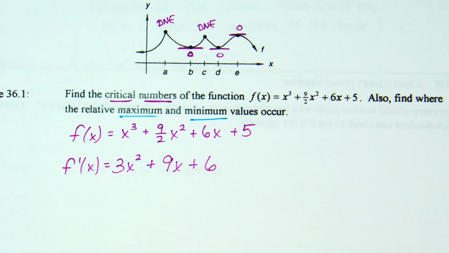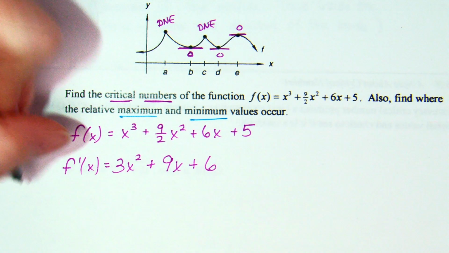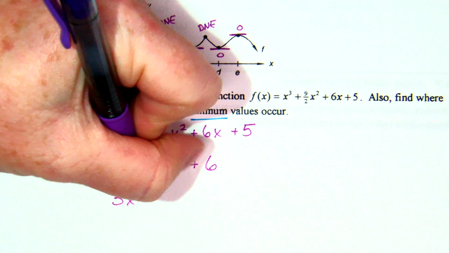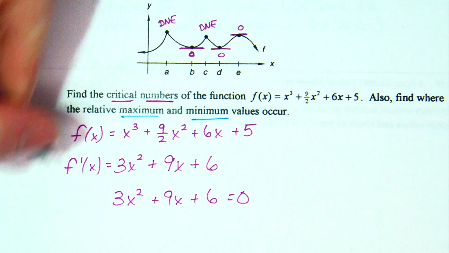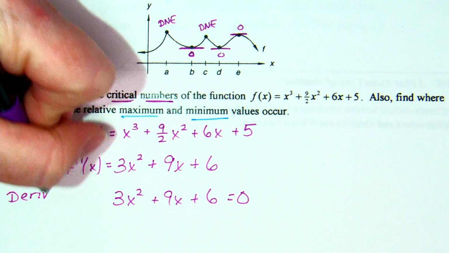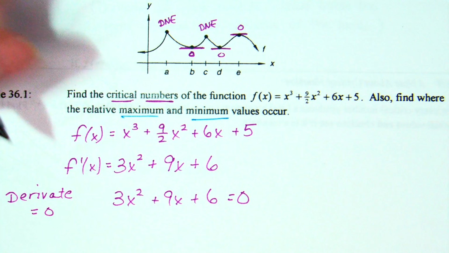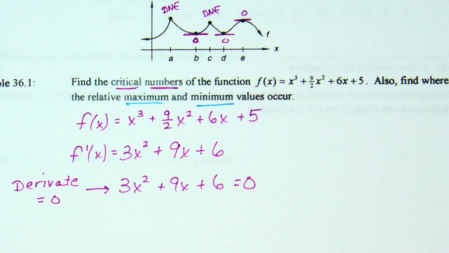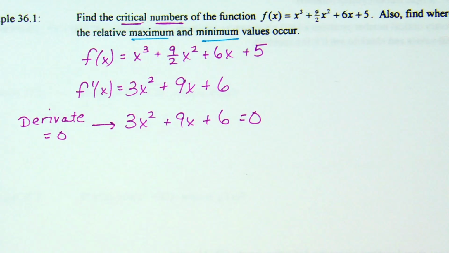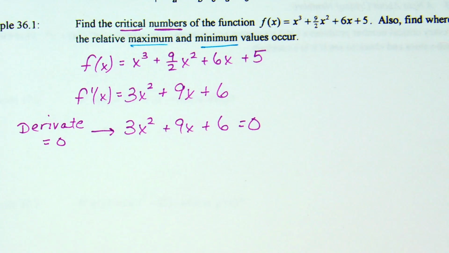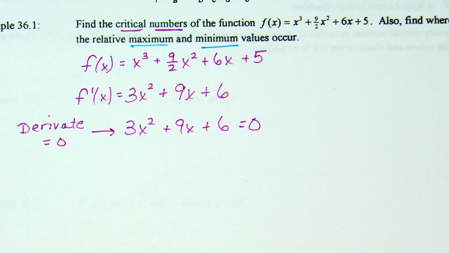If critical points happen where my derivative equals 0, what should I do? Set it equal to 0. So we're going to set 3x squared plus 9x plus 6 equal to 0. That will always be a step when trying to find critical values. Because everything has a 3, this is going to be a lot easier to factor and solve if I get rid of that 3.